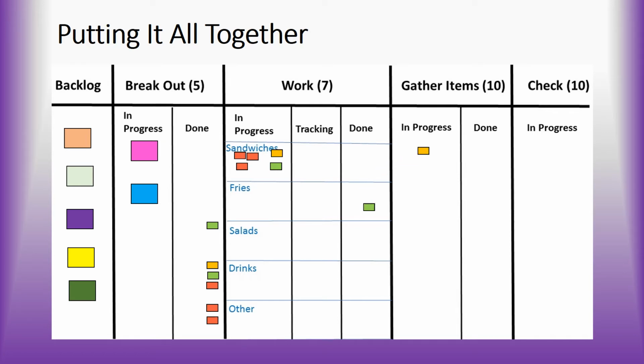When the 2 fries move to gather items, we can move 2 more items from the breakout section into the work section. We can break down the 2 orders in the breakout's in progress column, as it doesn't add any more orders. We still can't add any because there's still 5 colors, representing 5 orders, in the breakout section, and there will be until the gold drink moves to the work section.